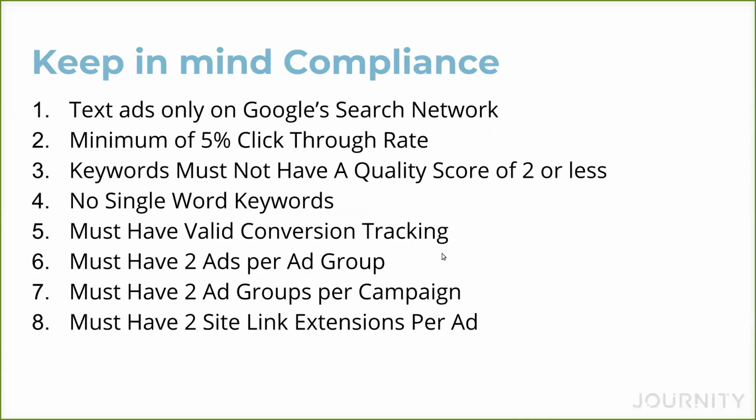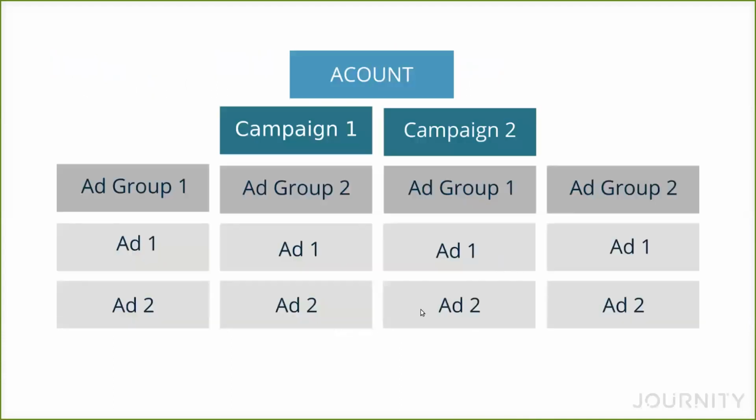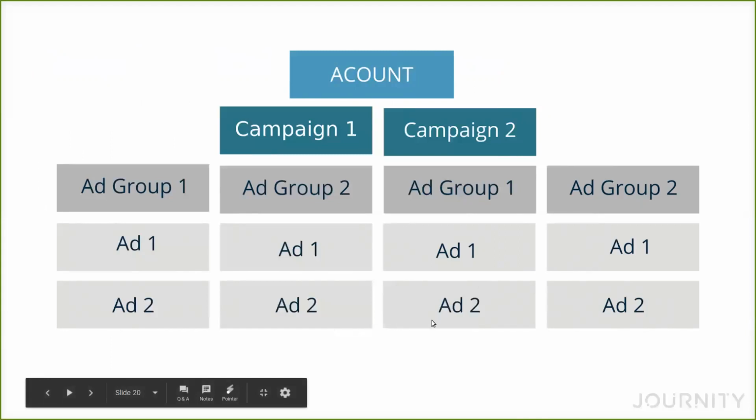And then you must have 2 ads per ad group, 2 ad groups per campaign, and then at least 2 site link extensions per ad. And these are minimums, so you can have more ads, you can have more ad groups, but that is the minimum to get set up. So a lot of these things, such as the ads and ad groups, are really easy to be compliant in because they're specific technical applications.